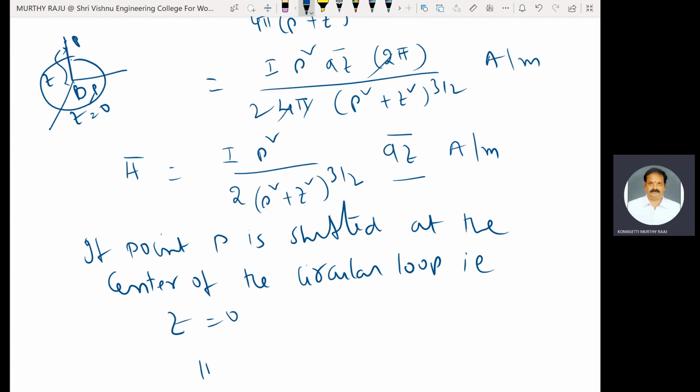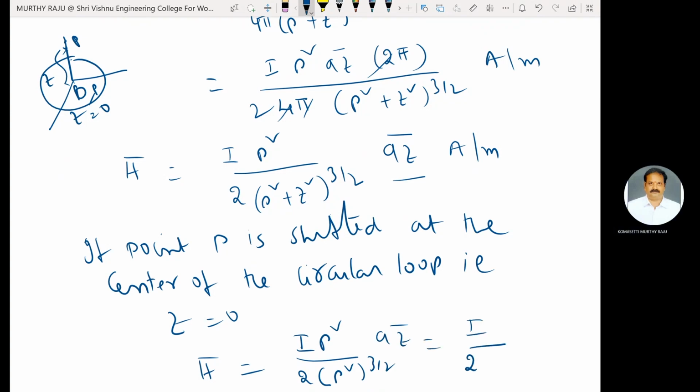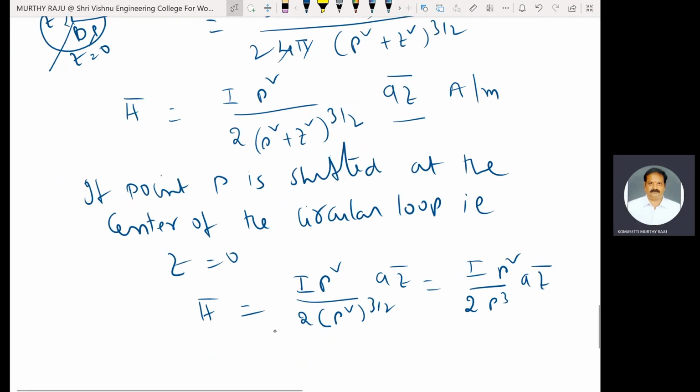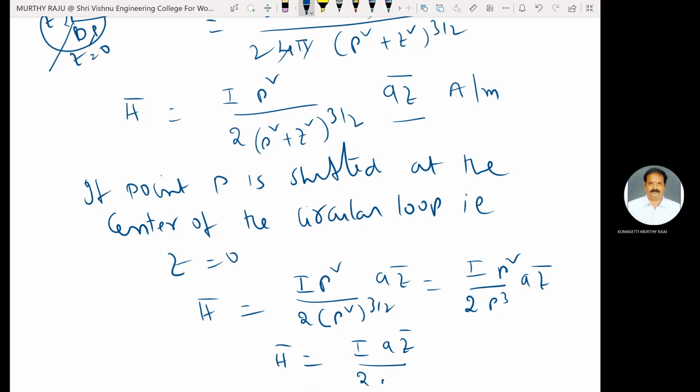Therefore, H is equal to I rho square by 2 into (rho square plus Z square) to the power 3 by 2 AZ bar. With Z equal to 0, that is I by 2 rho cube, rho square AZ bar. That is H is equal to I AZ bar by 2 rho. This one is in amperes per meter.